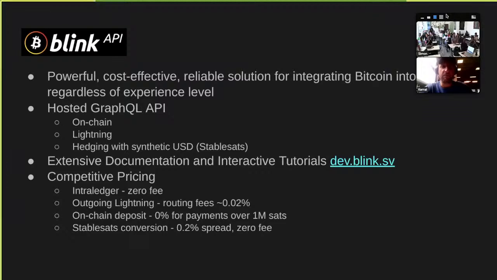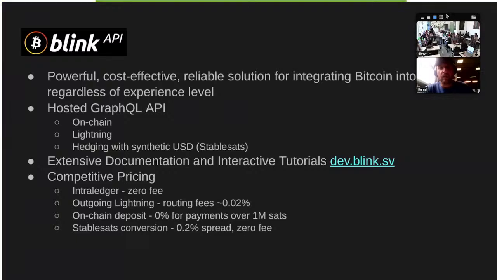Now, what is the Blink API? The Blink API is a powerful, cost-effective, reliable solution for integrating Bitcoin into projects. And you can do this with a quite low learning curve, regardless of experience level. You can get to a good place where you can integrate Bitcoin and Lightning into a project without being an expert in any of these things.